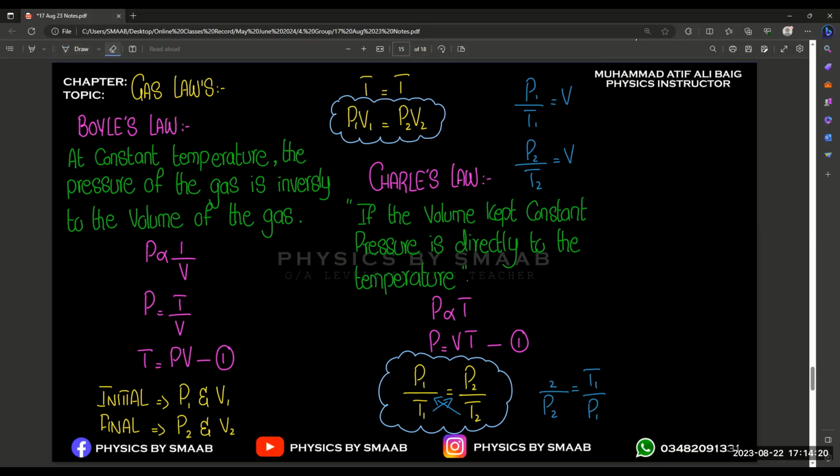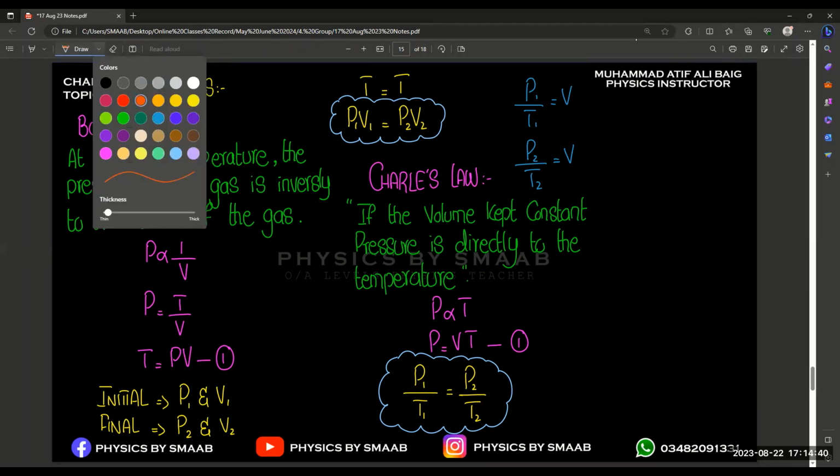So it's based on this formula, right? Because now we have a new condition. In the previous case we were taking temperature constant, and in this one we are taking volume constant. Yes, understood, sorry.